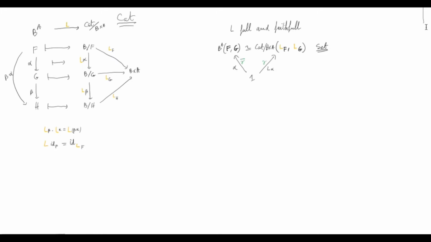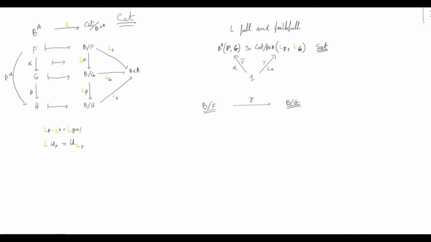And to see that it's full, we need to pick some gamma in Cat over B cross A, and show that it's the image of some natural transformation gamma bar through this transformation. So it corresponds to one and only one gamma bar.